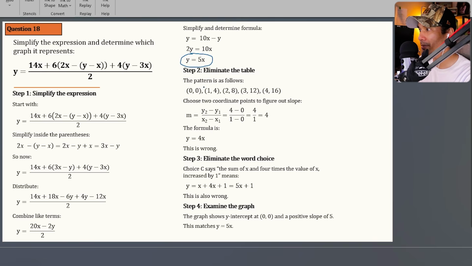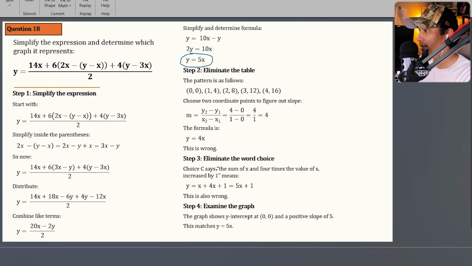I eliminated the table because you'll figure out that m equals 4x. The slope equals 4x, which is wrong. Or you could just plug in numbers in the formula we had, which is y equals 5x, and then figure out that the numbers don't match, eliminating the table.